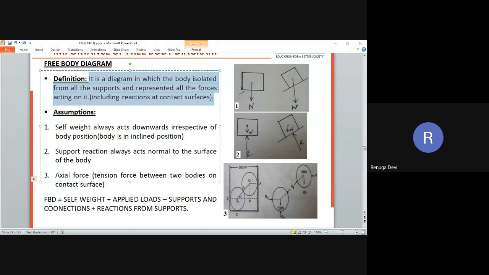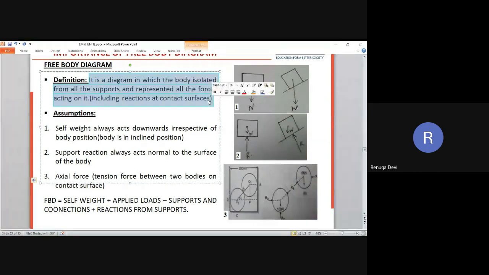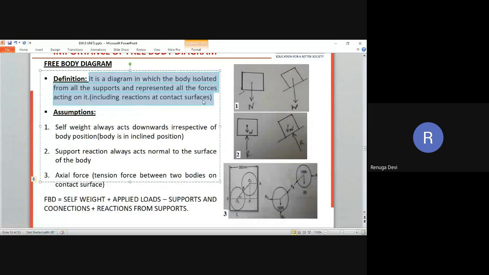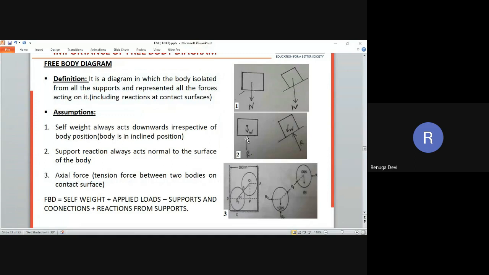That reactive force is also given in this free body diagram. So that is called a free body diagram. It is a diagram in which the body is isolated from all the parts and represents all the forces acting on it, including the reactive force also. So while drawing the free body diagram, there are 3 things you should remember.